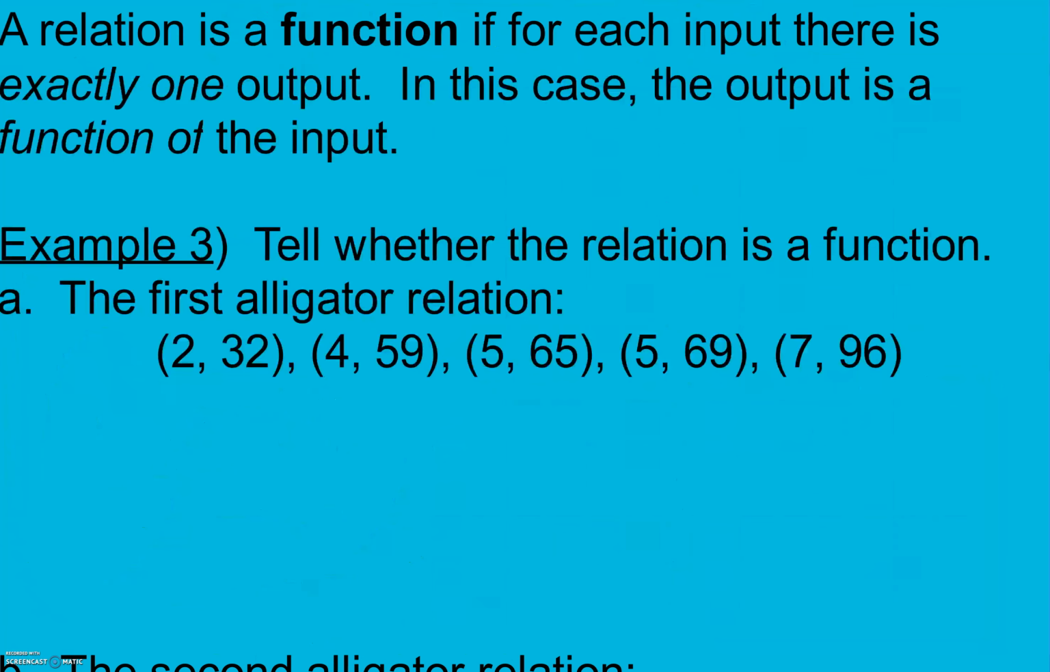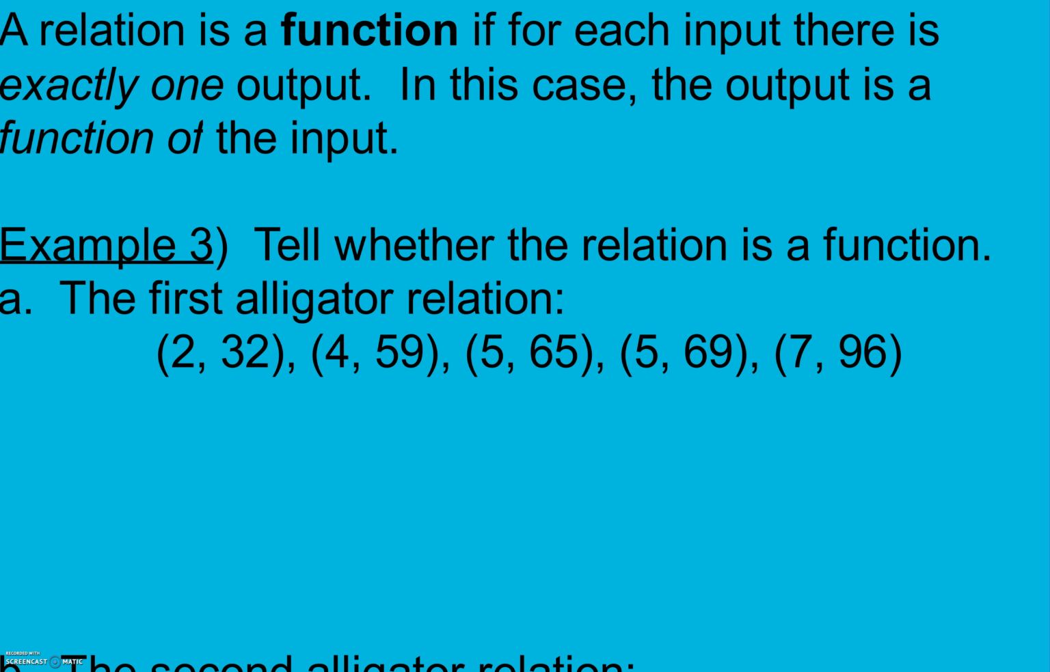A relation is a function if for each input there is exactly one output. Okay, so for every input, there can only be one output. It doesn't matter if our outputs double up, but each input, so every x, can only have one y. In this case, the output is a function of the input. So we're going to tell whether the relation is a function.